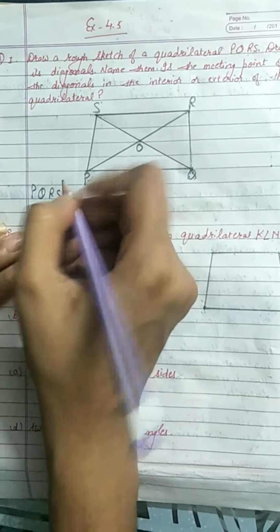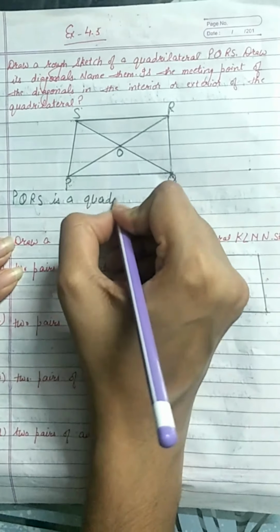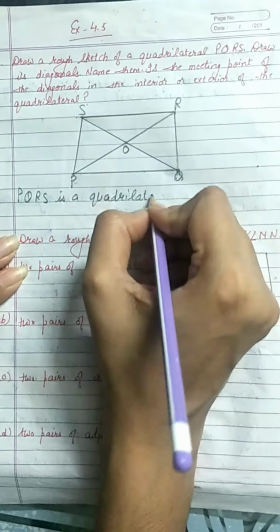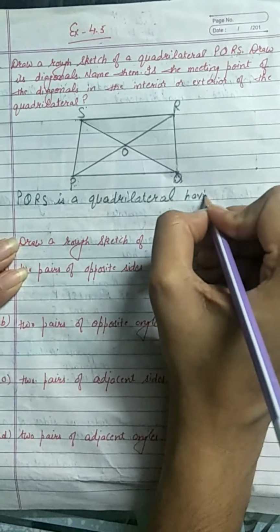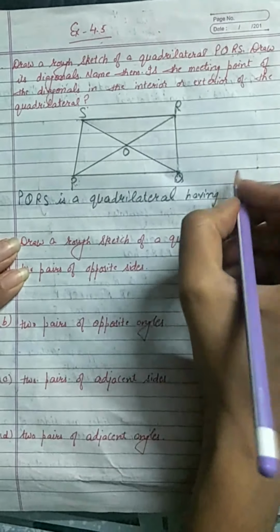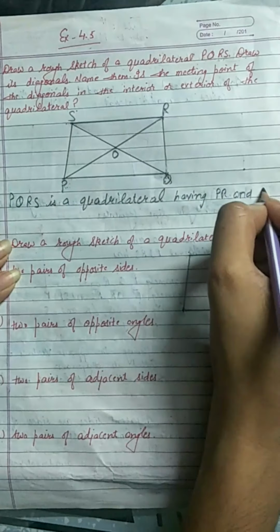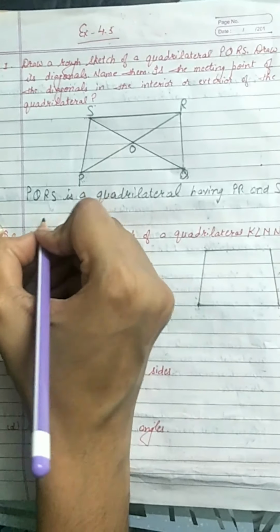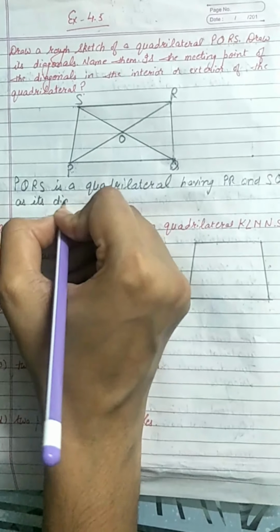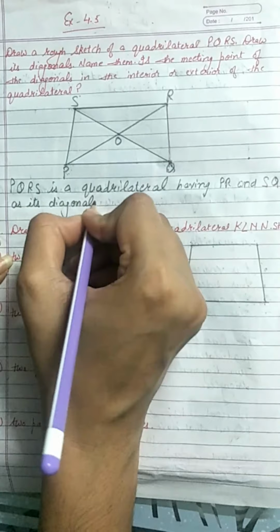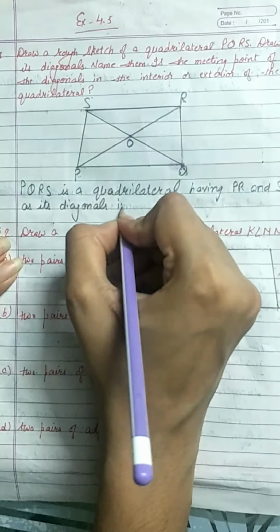So right here, PQRS is a quadrilateral having PR and SQ as its diagonals, meeting at point O, or we can say intersecting at O.